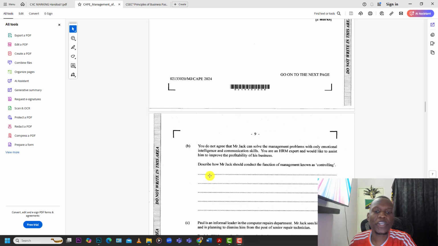If you look at the MOB question here though, describe how Mr. Jack should conduct the function of management known as controlling.